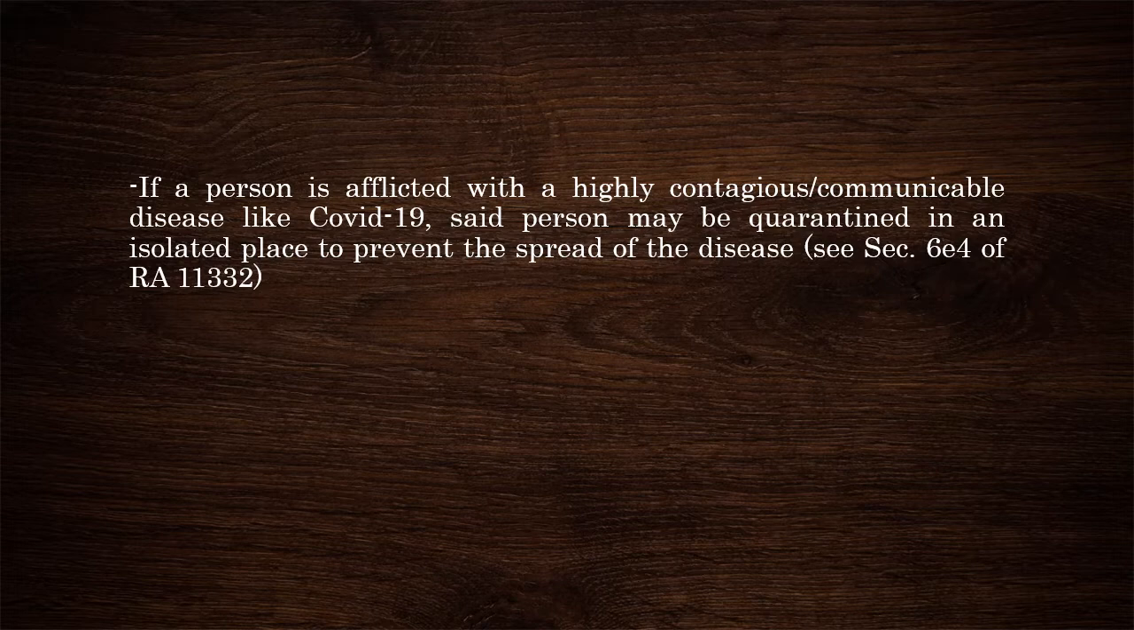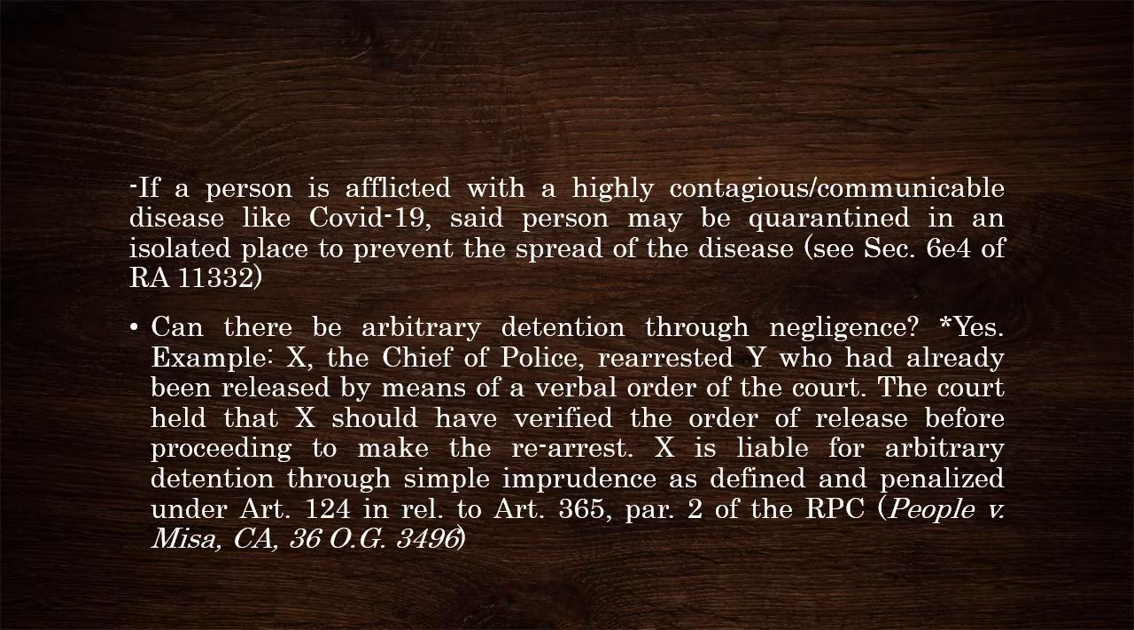Let's go to another point. Can there be arbitrary detention through negligence? In one case, decided not by the Supreme Court but by the Court of Appeals, People versus Misa, CA 36 OJ 3496, the Court of Appeals answered in the affirmative. In that case, the Chief of Police X rearrested Y, who had already been released by means of a verbal order of the court. The court held that X should have verified the order of release first before proceeding to make the rearrest. So here, X was made liable for arbitrary detention through simple imprudence as defined and penalized under Article 124 in relation to Article 365, Paragraph 2 of the Revised Penal Code.